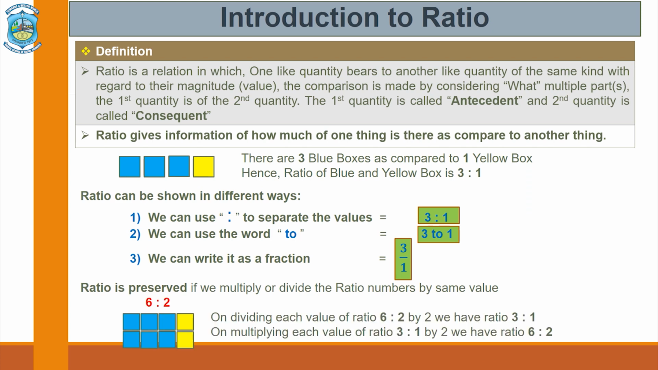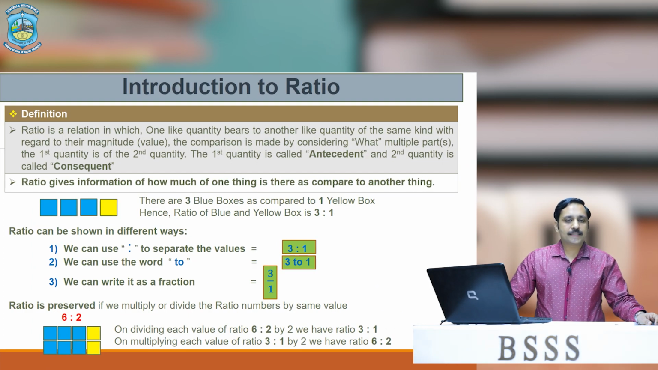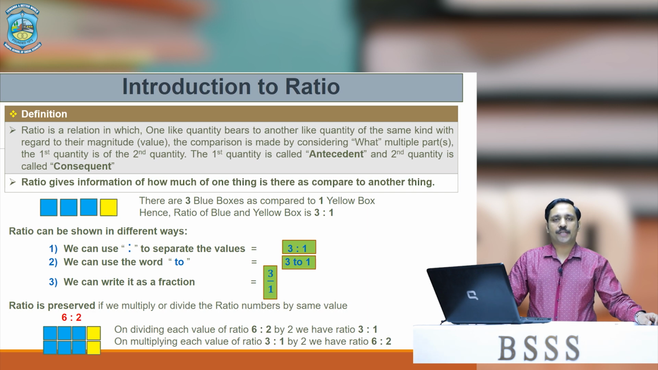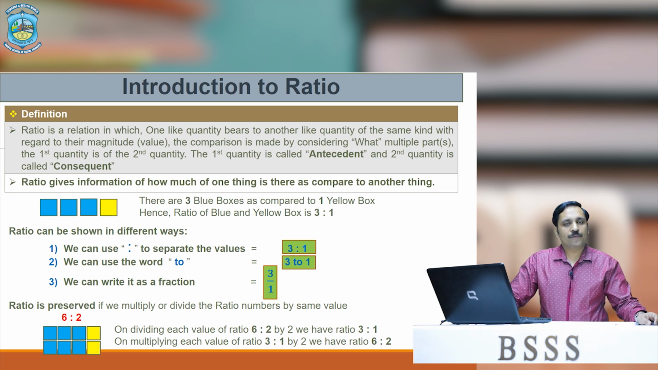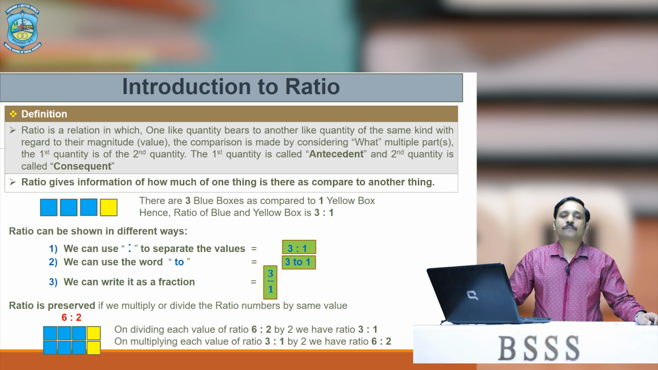Ratio is preserved if we multiply or divide the ratio numbers by the same value. Let us take an example. Here we have 8 boxes. 6 boxes are of blue color and 2 boxes are of yellow color. So what is the ratio between blue and yellow boxes? The ratio is 6:2. According to this property, on dividing each value of 6:2 by a common divisor, that is 2, I get a ratio as 3:1. And if I multiply each value of 3:1 by 2, I'll get a ratio of 6:2. That is, ratio is preserved if we multiply or divide the ratio numbers by the same value.